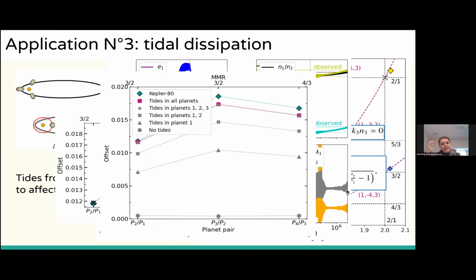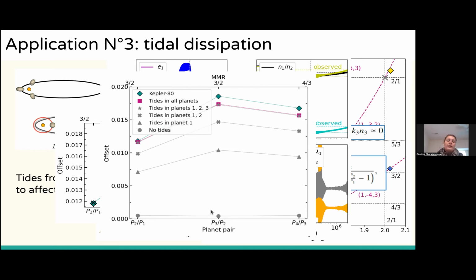And so we can try to understand with this type of analysis how tides are acting in the system. So we ask ourselves what happens if there are no tides in the system, which are represented by this circle here, and we don't see this shape that the planets are following. So the green one is the real system. So we see that if there were no tides, there would be no shape in the offset. So we can discard this. So we can say that there should be tides acting in the system.